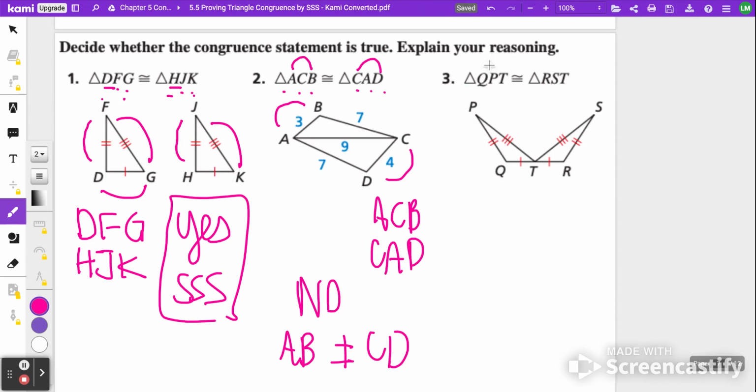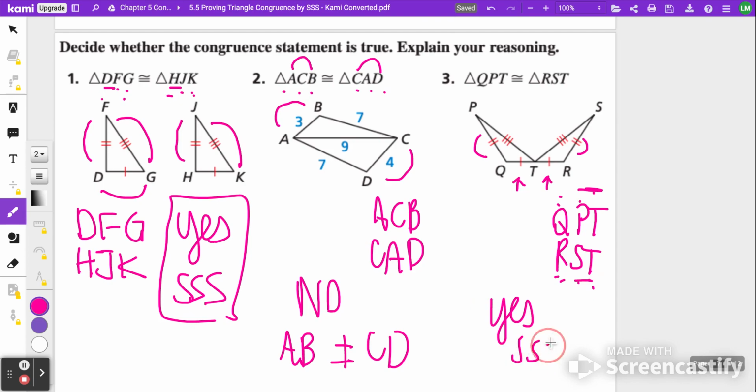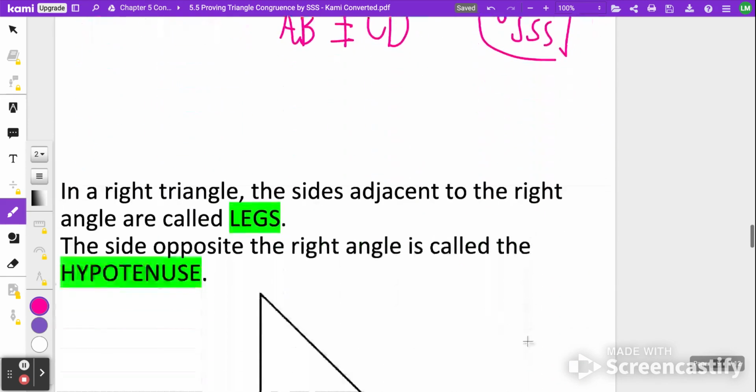The last one we have says QPT is congruent to RST. So again, lining up that stack, QPT and then RST. QP must match with RS. And right here, here's QP, here's RS. QT must match RT, and they do. They both have one tick mark. And then the final one, PT must match ST, and they do. They both have that three tick mark. So this third one is yes, due to the side side side congruence theorem.